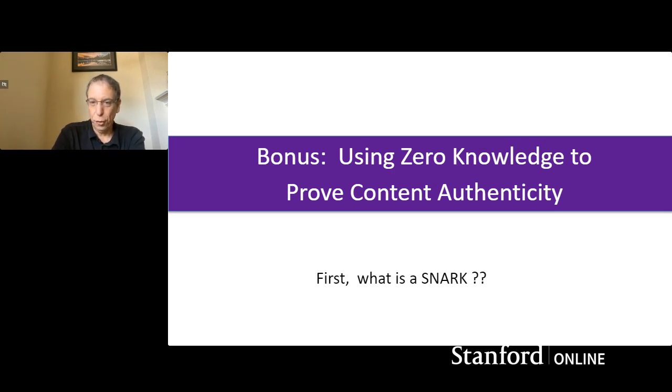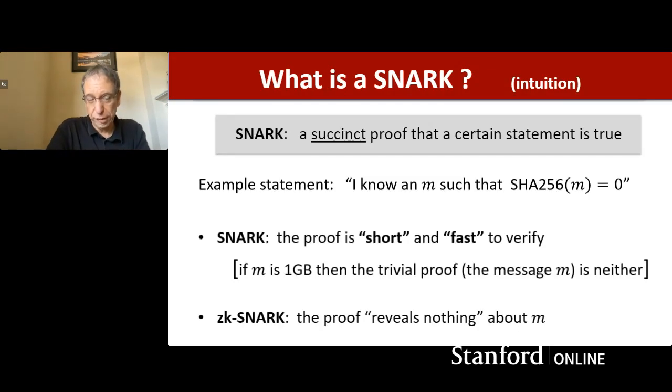So a SNARK is this amazing primitive. It's really quite a remarkable thing that's gotten very practical in the last decade. Let's describe, first of all, what is a SNARK, and then we'll see the application. A SNARK is basically a very short, succinct proof that a certain statement is true. For example, maybe I want to prove to you that I know a message M such that SHA of M is equal to 0. SHA-256 is a classic hash function. And I want to prove to you that I know a message M such that if you hash M using SHA-256, you get 0. Now, a SNARK would do this in a remarkable way.